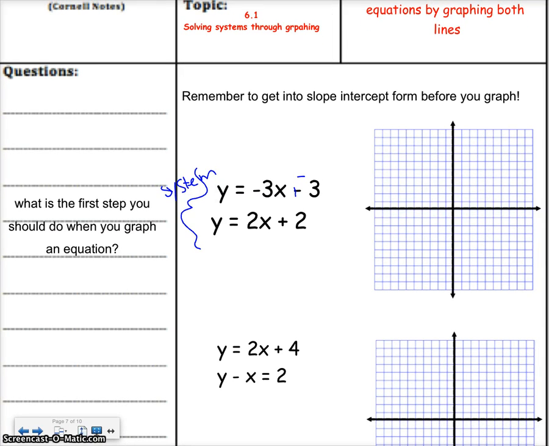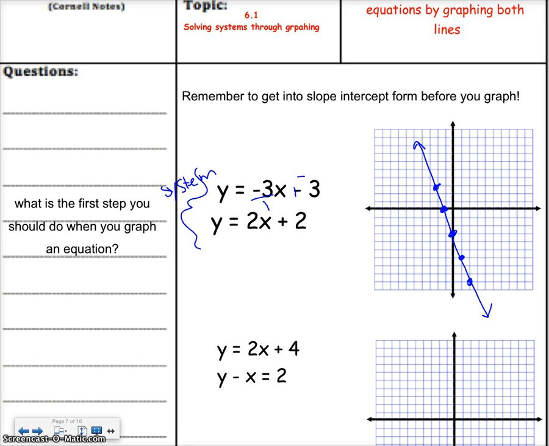Okay, so the first one has a y-intercept of -3, so I make a dot at -3. My slope is down 3 over 1, not up 3, down 3 over 1. 1, 2, 3 over 1. I'm going the other way too. Up 3, 1, 2, 3 over 1. Make the dot. Up 3 and over 1. Okay, there is my first line of the system.